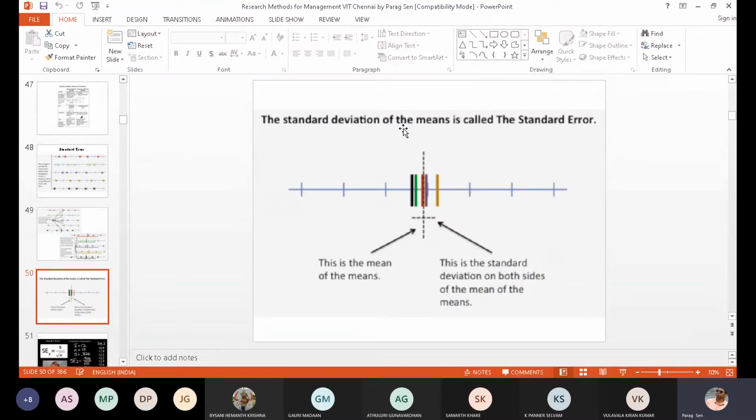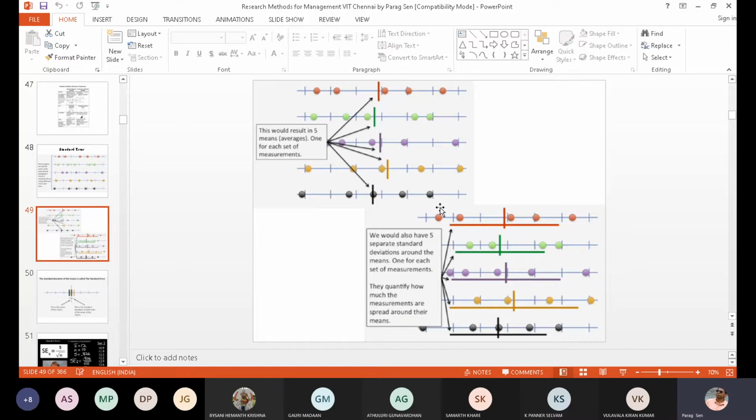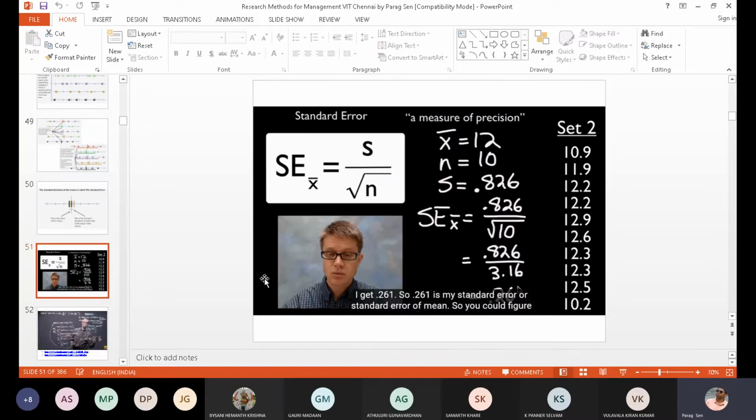Now the standard deviation of the mean is called the standard error. So if you are asked what the standard error is, it is nothing but the standard deviation of the mean that you have calculated. You can see the formula, it is calculated in this way. Suppose these values are given, so you can calculate the mean value. And n is equal to 10: 1, 2, 3, 4, 5, 6, 7, 8, 9, 10.